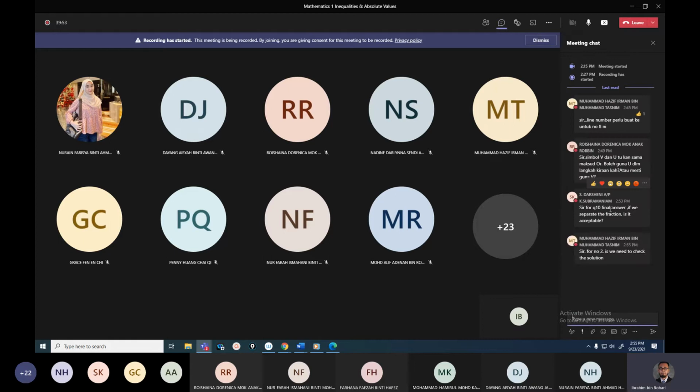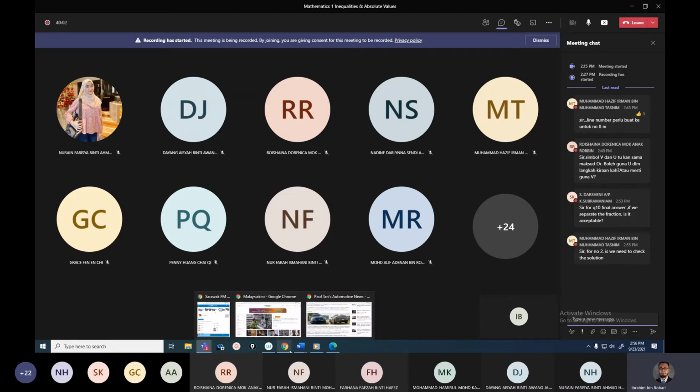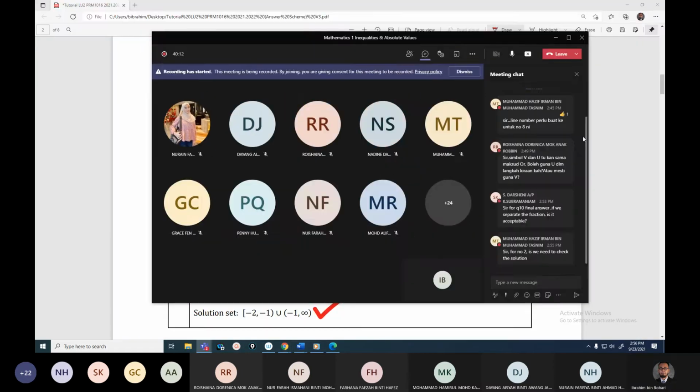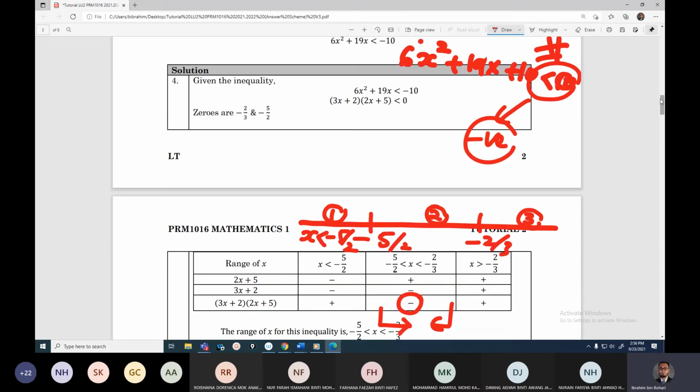Okay, first question daripada Muhammad Azif. Number line perlu buat ke untuk soalan nombor 8? Kita cek soalan nombor 8. Mana saya punya ni tadi ya? Sekejap. Kita bagi soalan nombor 8.